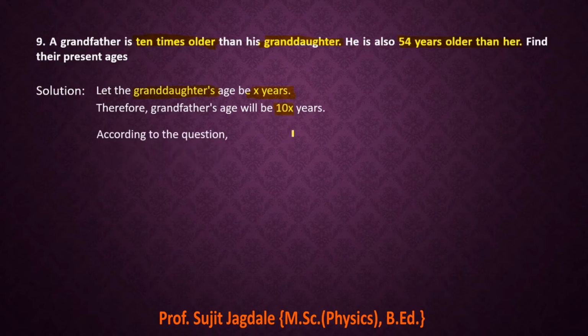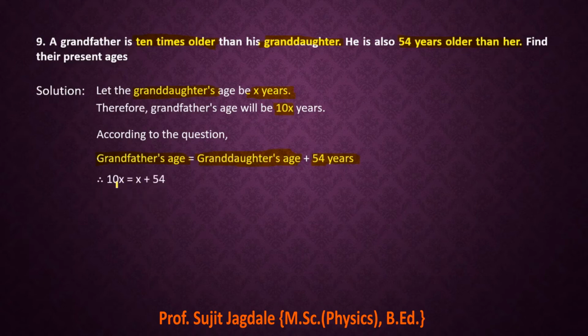Now according to the question, another condition is there. Grandfather's age can be calculated like this. He is 54 years older than the granddaughter. So that's why granddaughter's age plus 54 years. That should be the condition: 54 years older than her. So that's why granddaughter's age plus 54.